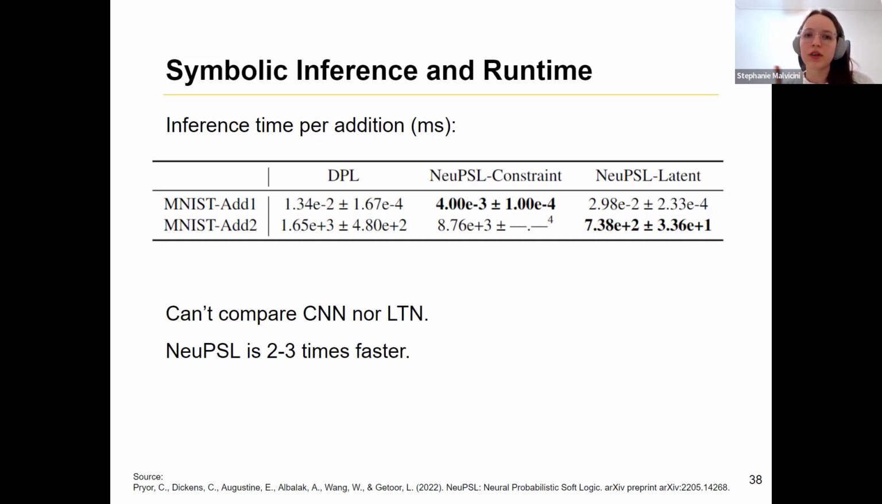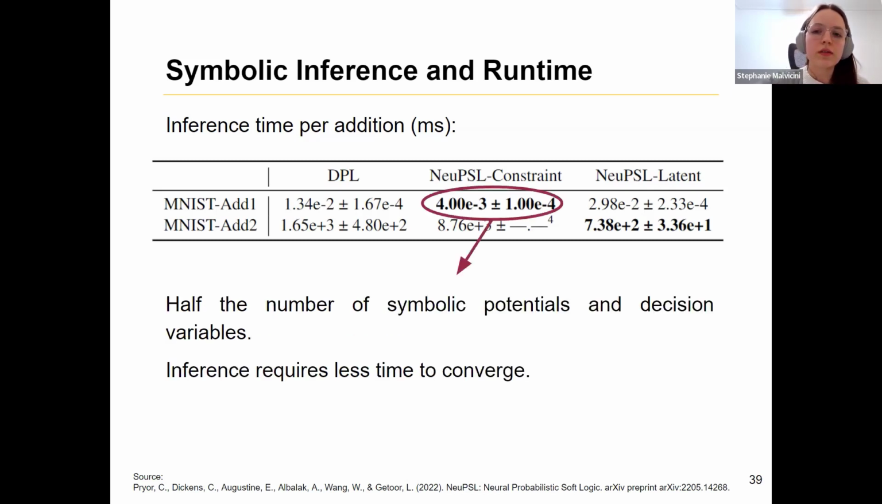So the first test is the inference time per addition, and they only compare here DeepProbLog, since for CNN and LTN, inference is just a feed-forward pass through a neural network, and that time cannot be compared with the complex inference that these two models do. So as an overview, you can see that NeuPSL is 2 to 3 times faster than DeepProbLog.